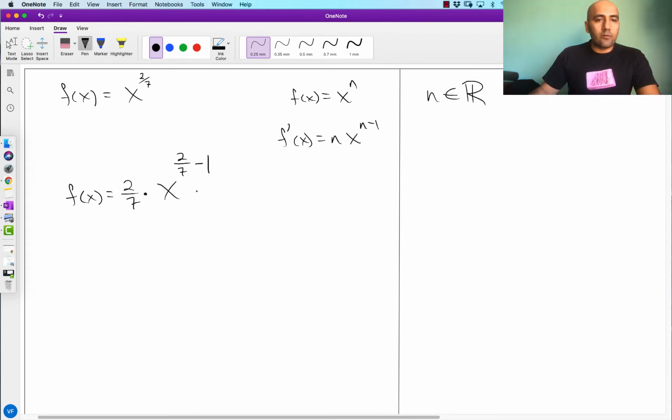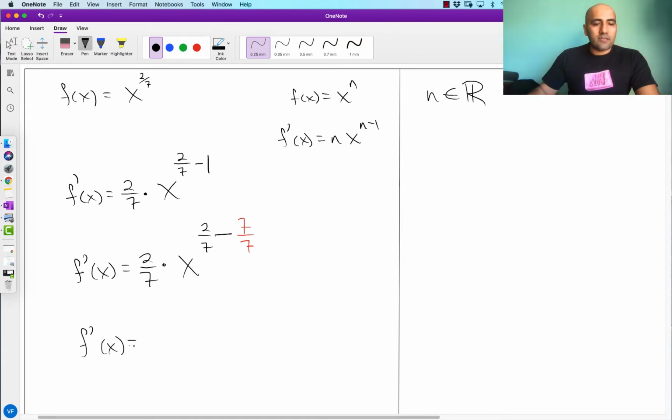Okay, so we just have to do a little bit of algebra now and figure out what that is. So f prime of x is going to be equal to 2/7 times x to the 2/7, and I'm just going to replace that 1 with a 7/7 to get a common denominator, which then gives me f prime of x is equal to 2/7 x to the power of negative 5/7. Okay.